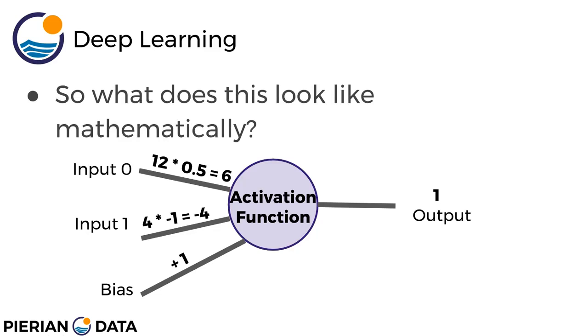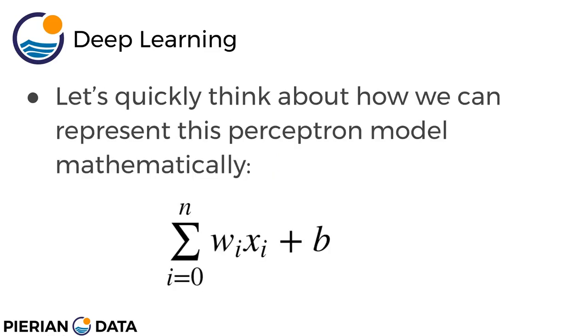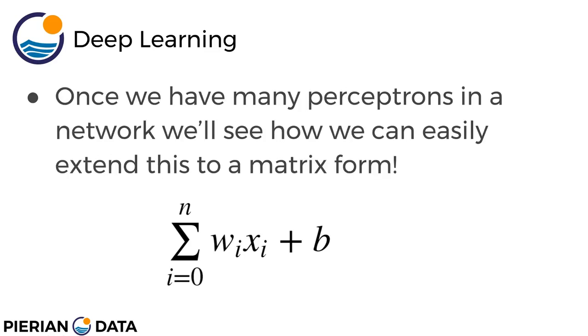What does this actually look like mathematically? Now let's quickly think about how we can represent this perceptron model mathematically, and it's actually quite simple. Basically, from i equals 0 to n, where n is the number of inputs, we take w of i, that specific weight for that input, multiplied by x of i, which is the input itself, plus the bias term, and that's essentially it. Once we have many perceptrons in a network, we'll see how we can easily extend this to a matrix form.